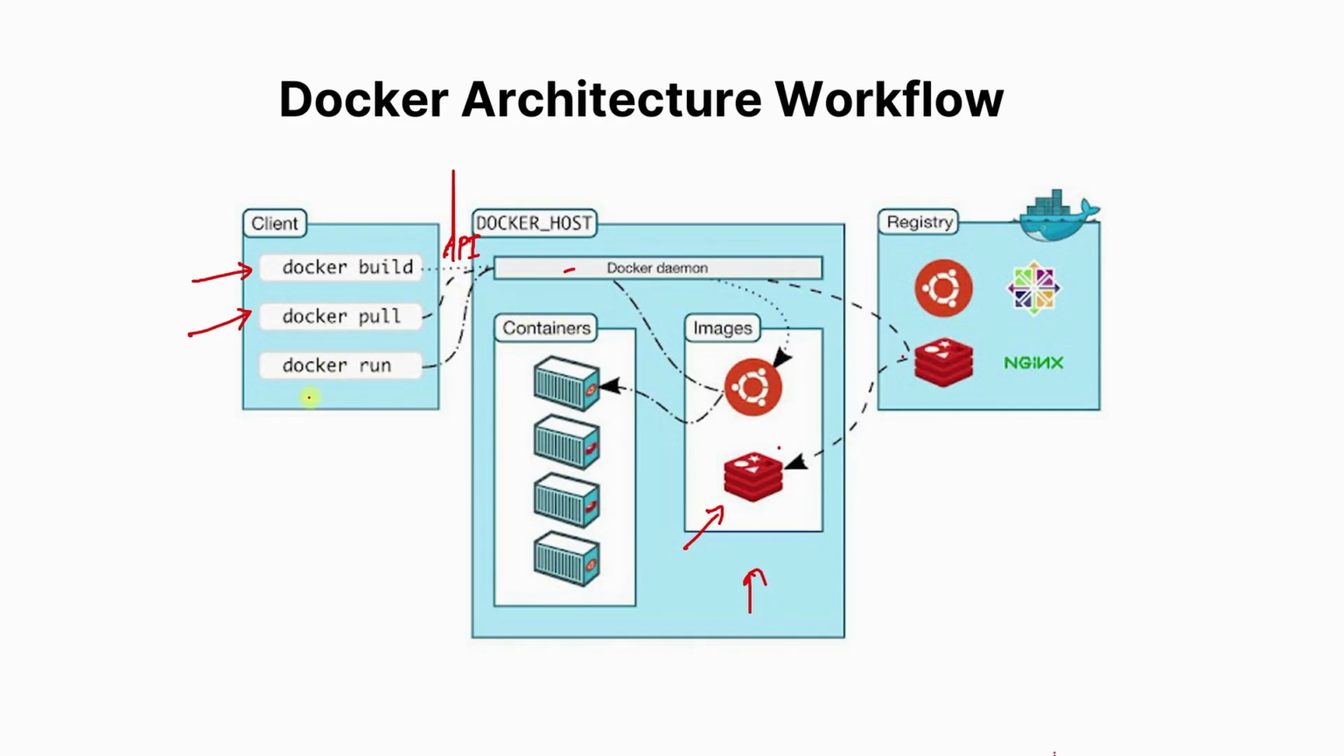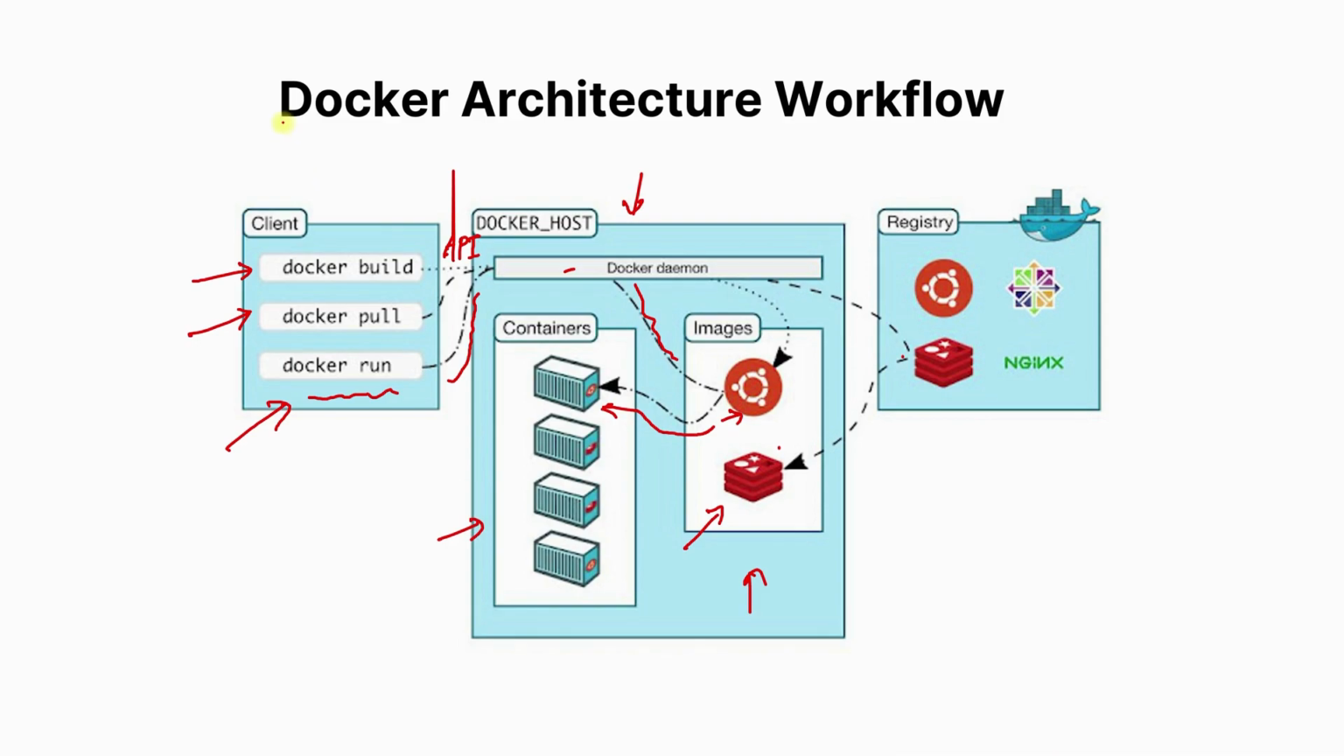Next thing, the docker run command. Once we pull the images, then we can run the Docker image. Here you can see a different type of dotted line. What is it doing? It is running this particular image and creating the containers here. On the same host, it will create the container and the container will run on the same host.